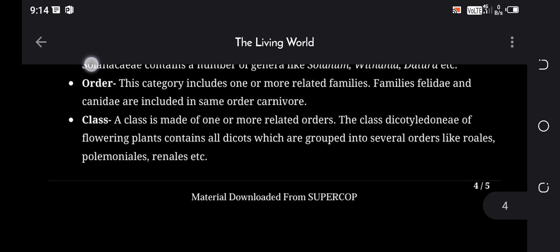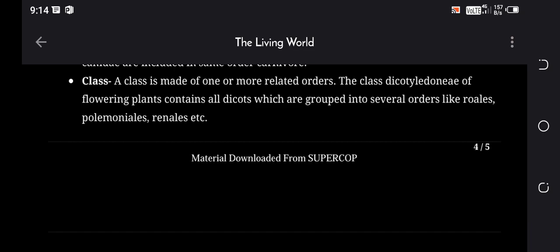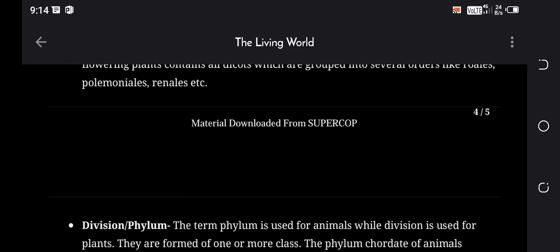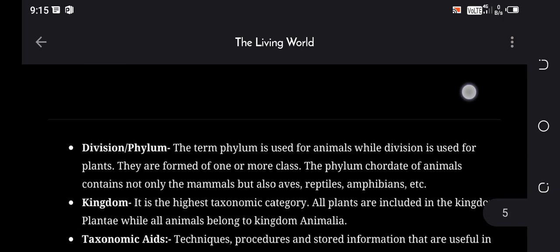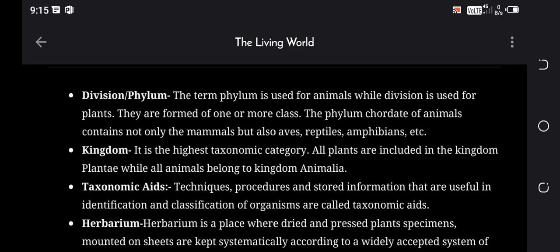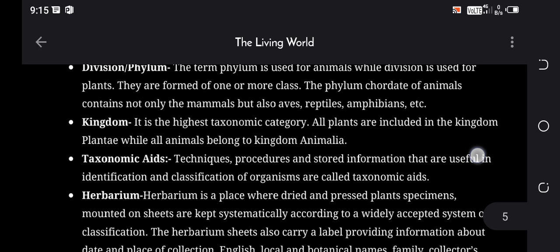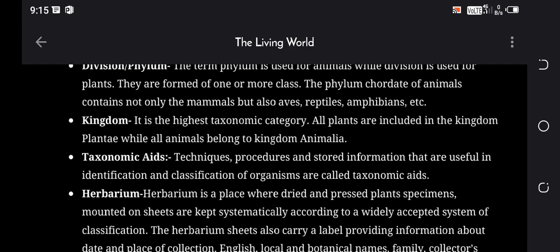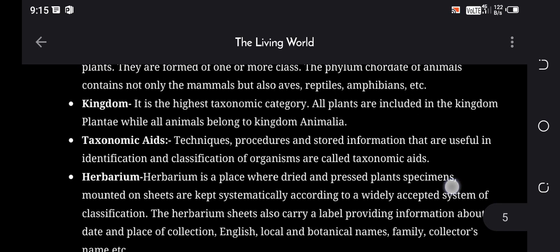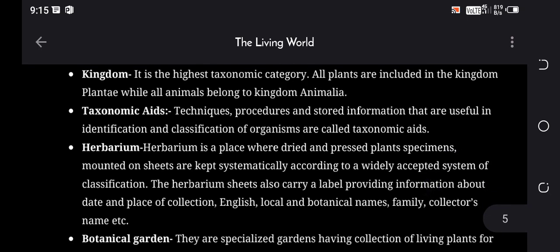Our fourth is class. A class is made up of one or more related orders. The class Dicotyledonae of flowering plants contains all dicots, which are grouped into several orders like Rosales, Polymoniales, Ranales, etc. Okay, division or phylum. The term phylum is used for animals, while division is used for plants. They are formed of one or more classes. The phylum Chordata of animals contains not only the mammals but also aves, reptiles, amphibians, etc. Kingdom is the highest taxonomic category. All plants are included in the kingdom Plantae, while all animals belong to the kingdom Animalia.